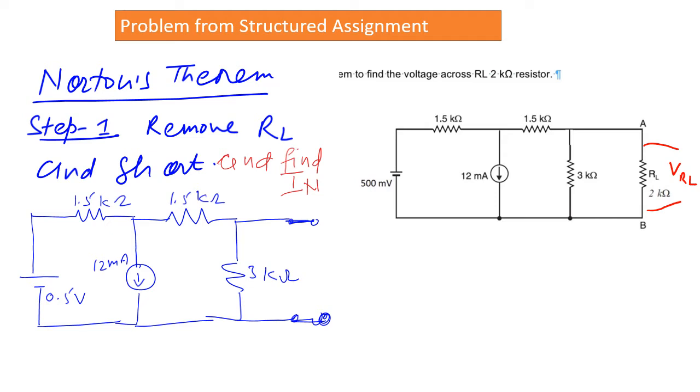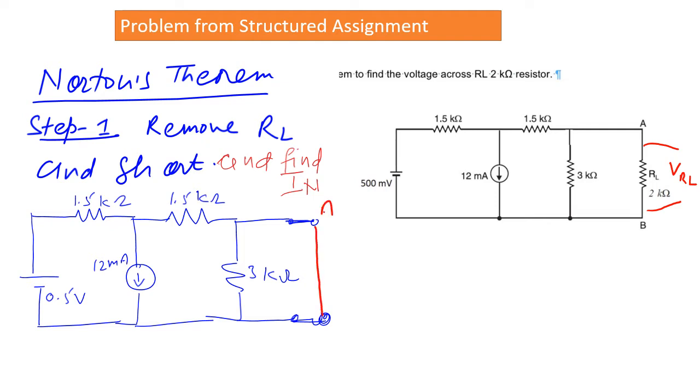Now the steps for Norton's theorem: in step number 1, you have to remove the RL. So here there is an RL. This is the position of the RL. So this is the RL here. First you have to remove this RL, and after that you have to short it. So by a wire, you are shorting this.